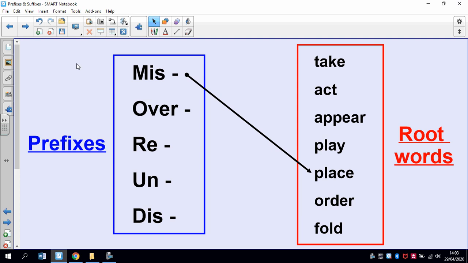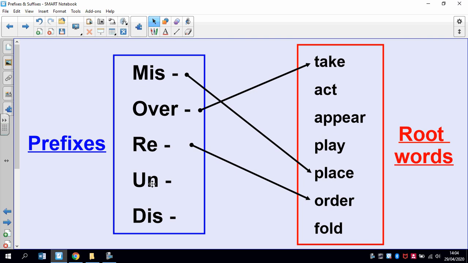How about over? Which root word would you place that prefix in front of? I did take, to overtake, to go around something effectively, instead of just the normal verb to take something, to take it away. Changes the meaning of the word. I did reorder, to shuffle it around, to put it in a different sequence.